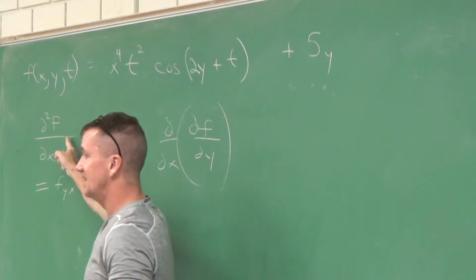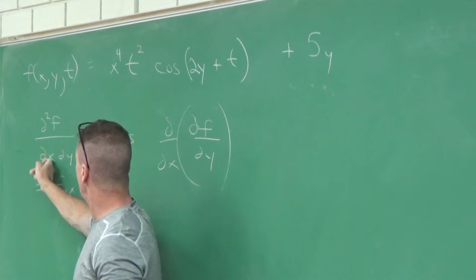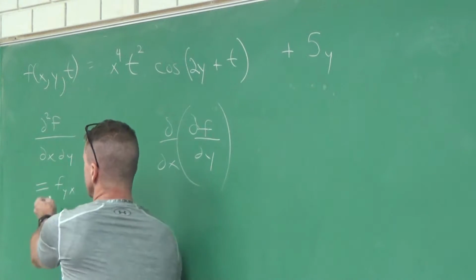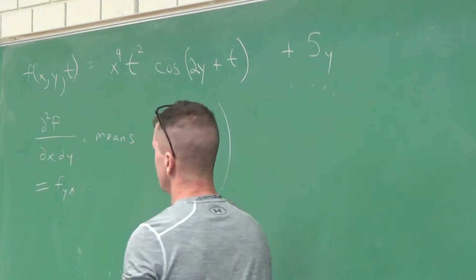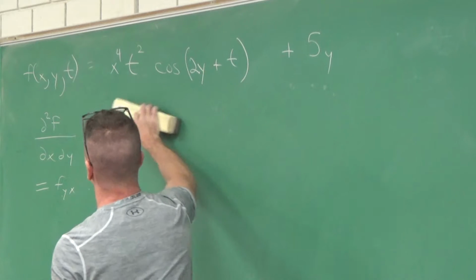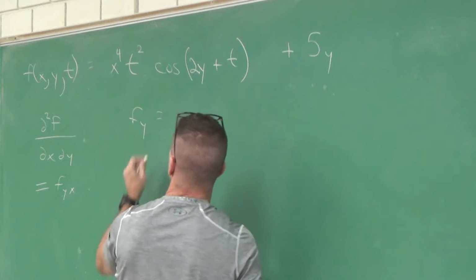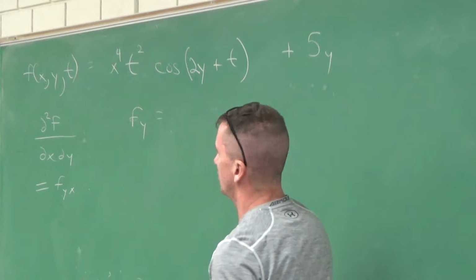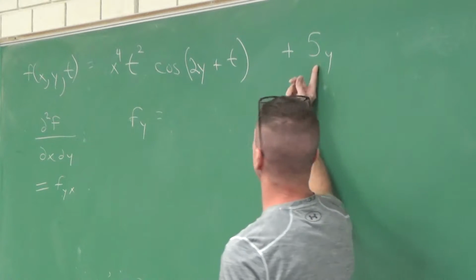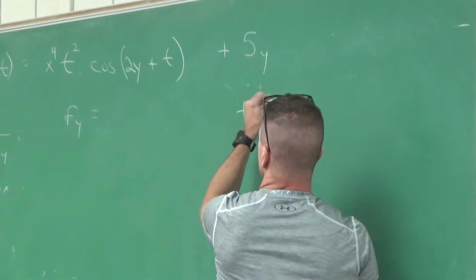But I do want to point out, this means this. So if this was like a third derivative and it wrote xyz, then I would have gone zyx. Okay? I know that notation looks funny. Okay, so if it means this, then let's find this first. What is the first partial with respect to y? Well, that's easy. What will that become? 5. That's 5. I'll get this right here.